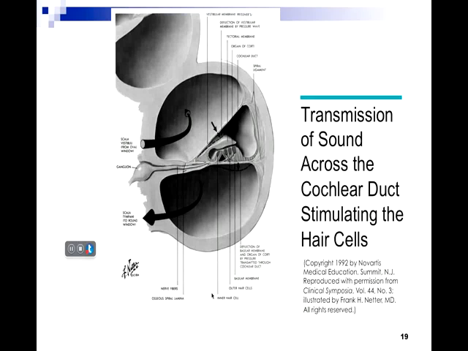And this is a close-up of what I was just talking about, the transmission of sound across the cochlear duct, stimulating the hair cells. This is a little bit better close-up of the organ of Corti, and you can see the fine hair-like projections that line this fluid-filled cavity. And again, they're very, very sensitive, and if destroyed, may not be able to regenerate.